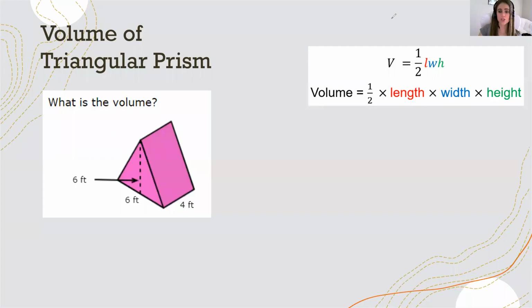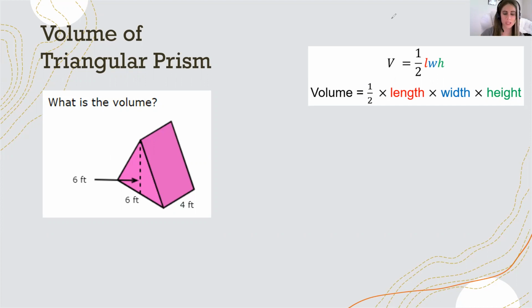All right, the last shape that we are working with for volume this year is a triangular prism, so a three-dimensional triangle. This formula is similar, but just a wee bit different, because a triangular prism is half a rectangular prism. If you take 2 triangular prisms and put them together, one right side up, one upside down, they will form a rectangular prism. That's why our formula is 1/2 length times width times height.